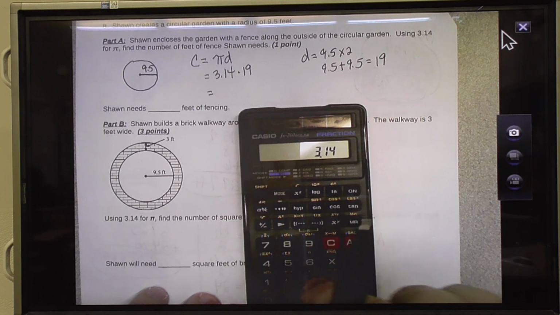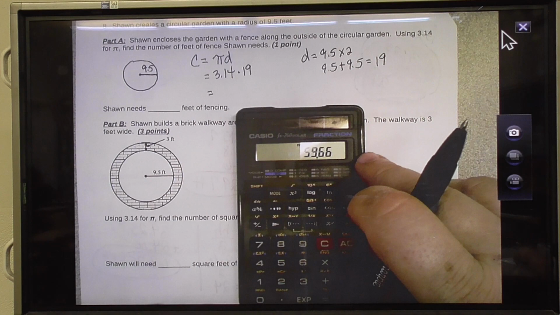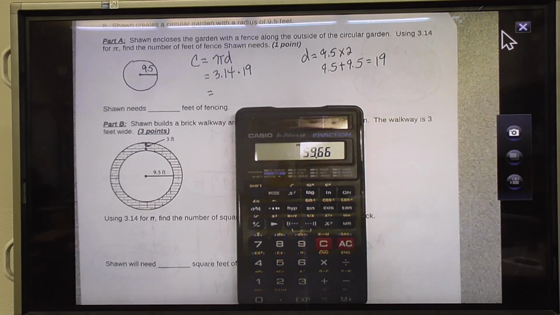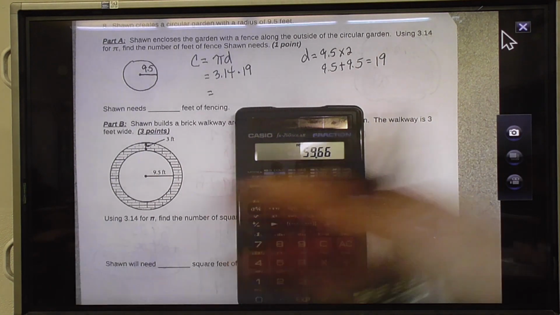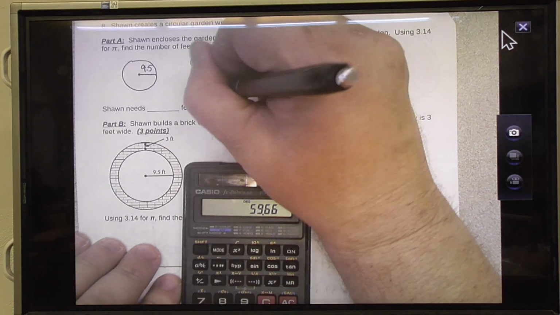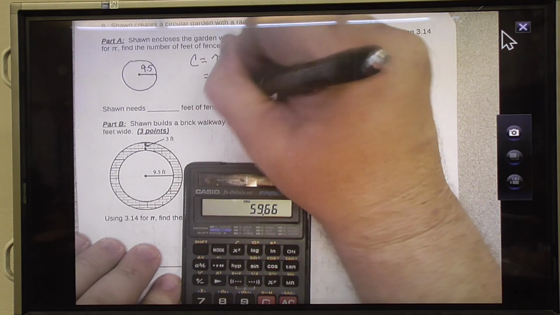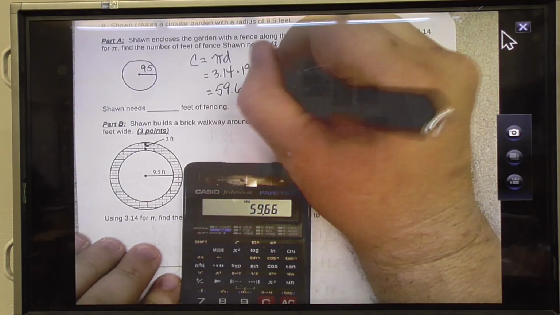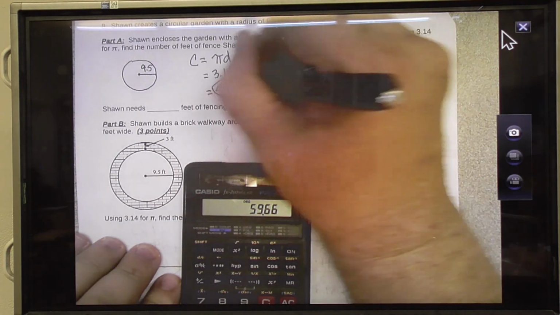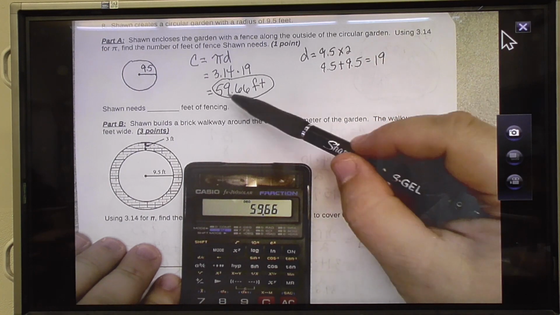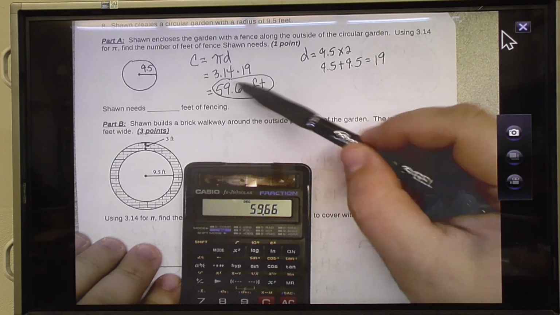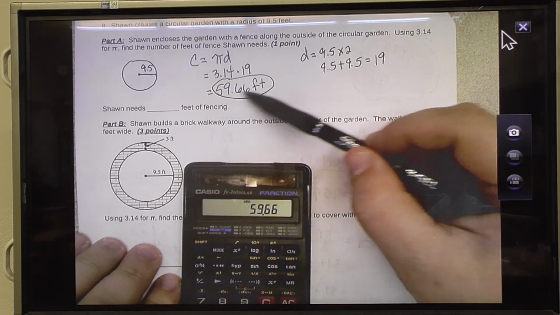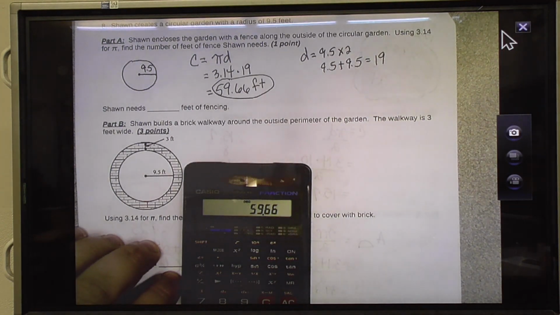3.14 times the diameter of 19 gives us an answer of 59.66, and it's in feet. So he needs to go to Ace Hardware or Lowe's and buy 59. I would say round it up because he might mess up some fence. He needs at least 60 feet of fence, I would say.